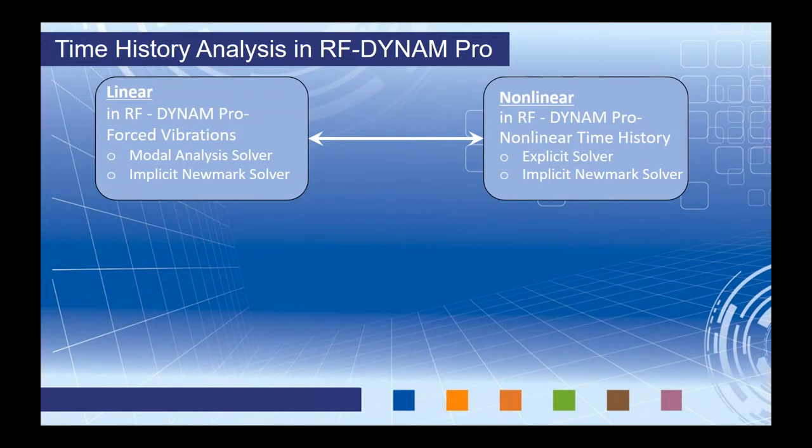As far as the nonlinear analysis, this is available with the module extension RF-DYNAM Pro Nonlinear Time History. There are two solvers available here as well, the explicit solver and the implicit Newmark solver. In RFEM, this is going to assume large deformation analysis, and all nonlinearities that we define within RFEM can be considered within the time history analysis.